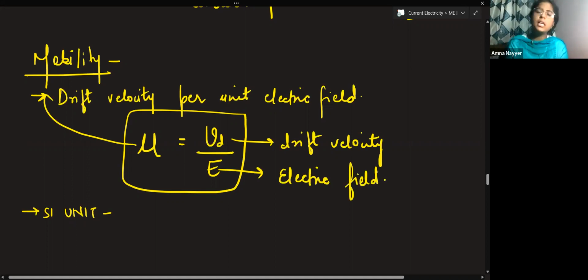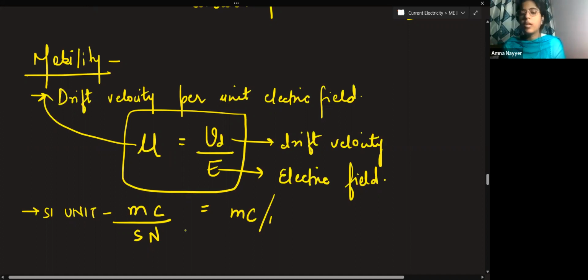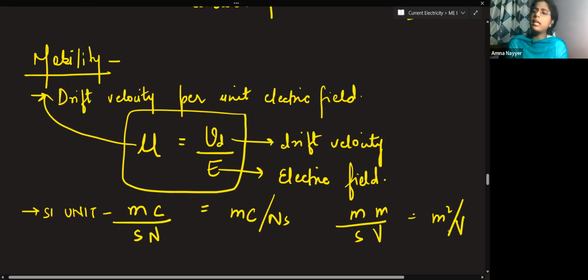Now the SI unit. For velocity, we know it's meter per second. For electric field, you can write it as Newton per coulomb or volt per meter, anything. So this becomes meter coulomb per Newton second. Or if you wish, you can write meter per second, which is already there, and for electric field, volt per meter. So that becomes meter square per volt. In any manner you wish to write it.